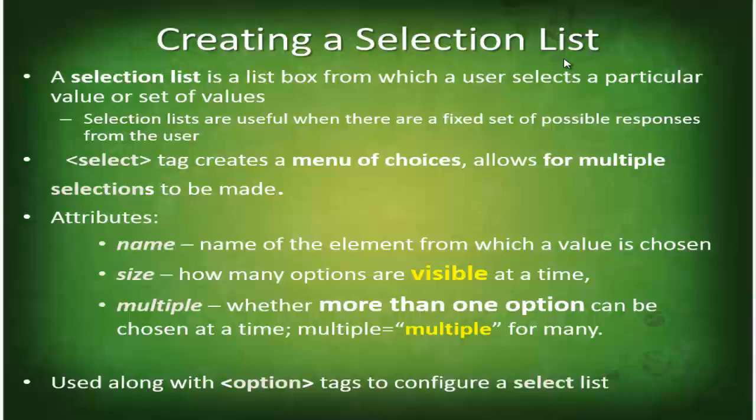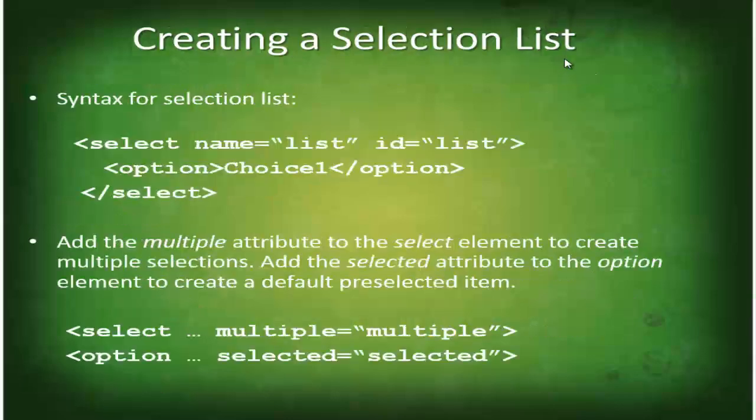Whenever you are having a restricted space, you can go for a drop down list box from which the user can select one of the items. The way in which we do it is we start with the select and we give the name and ID, and every option will appear within the tag option and slash option.